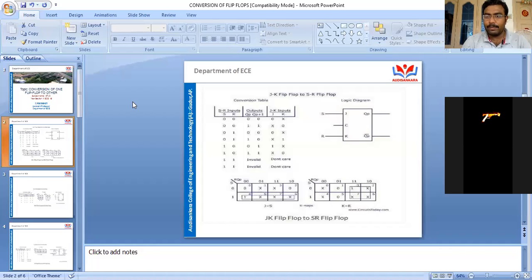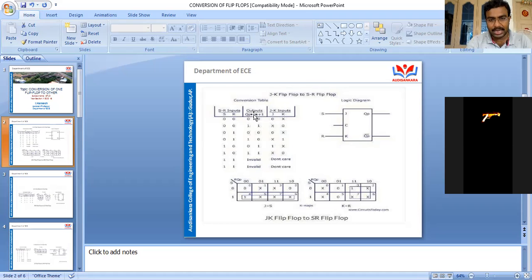Look here, guys. To convert one flip-flop to another one, first of all, we have to design a table like this. This can be called a transition table, or a conversion table. Since we are trying to convert a JK flip-flop into an SR flip-flop, we need to take the truth table of the SR flip-flop completely. That is what we have to do initially. Then you can get these four rows.